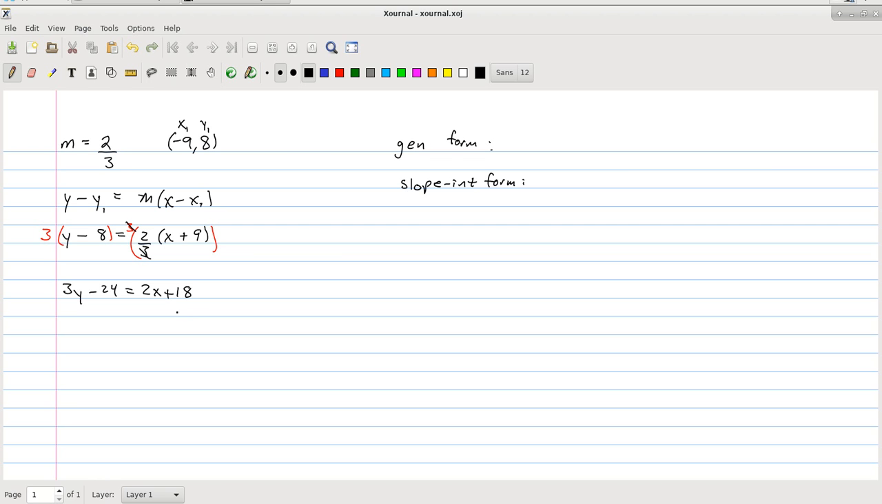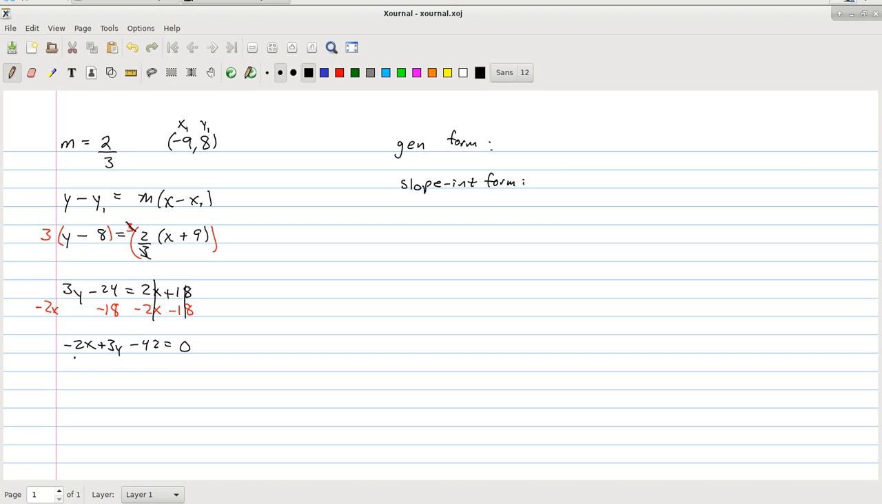General form has 0 on one side of the equation, so let's do that next. Let's zero out the right-hand side by subtracting 2x on both sides of the equation and subtracting 18 also. On the left side, this leaves us with negative 2x plus 3y minus 42. On the right-hand side, everything cancels out, leaving us with 0.